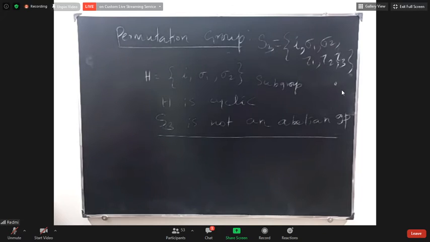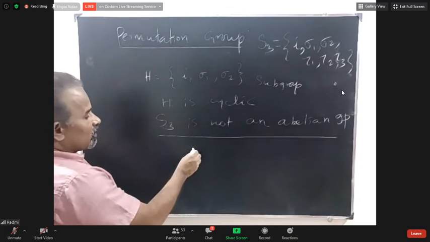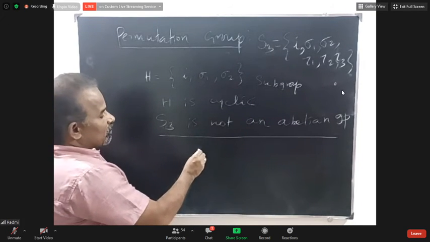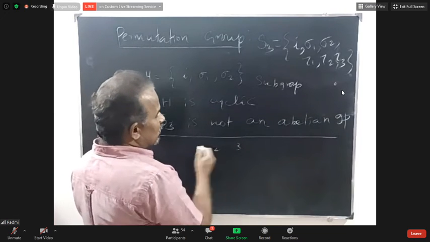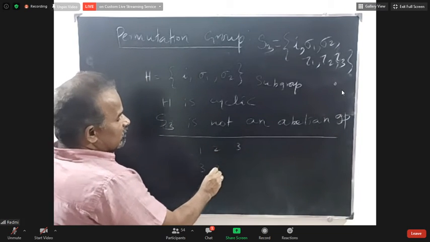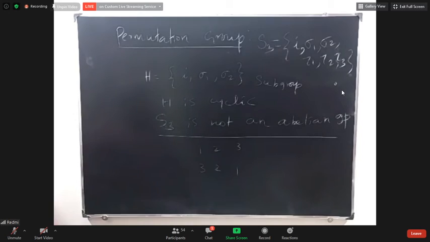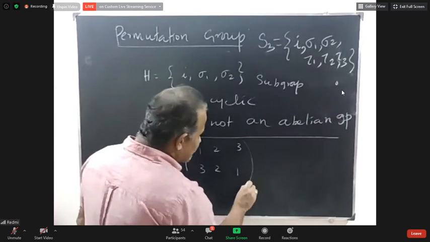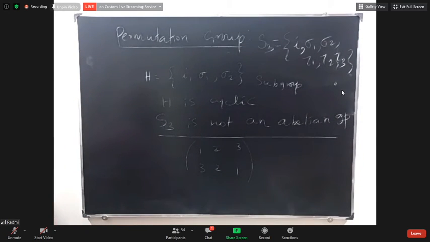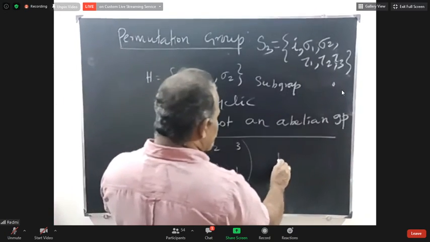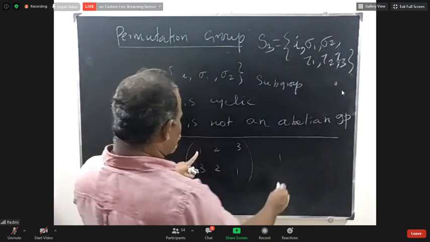Suppose 1, 2, 3 goes to 3, 2, 1 is given. We can check whether this permutation is even or odd. We have to write it as a cycle. 1 goes to 3.